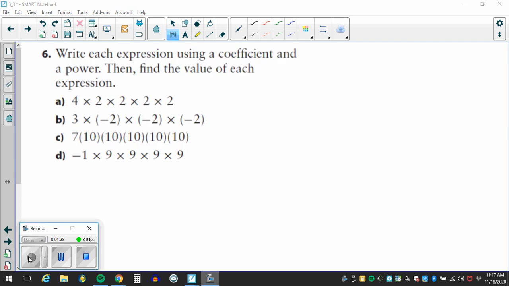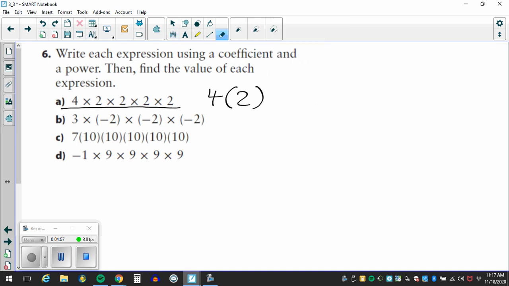Your next question, question 6, says write each expression as a coefficient and a power. So here we have the product of 4 multiplied by 2 that's being multiplied by itself 4 times. So the coefficient will be 4, and in brackets, we're going to put 2 as a base and 4, not 2, as the exponent. So when written as a coefficient and power, we would have 4 multiplied by the value of 2 to the exponent of 4. In my next question, I have 3 multiplied by negative 2 cubed.